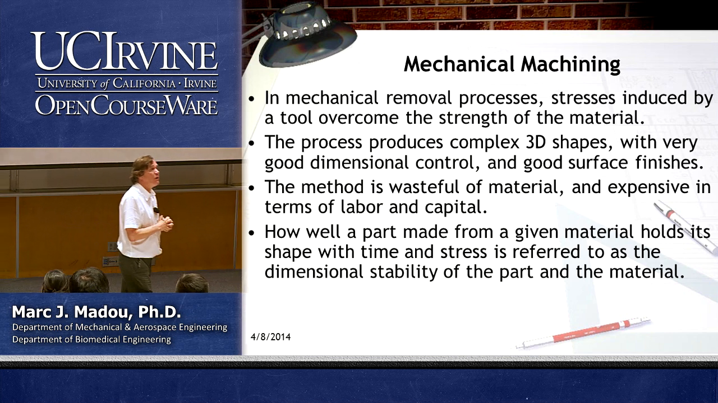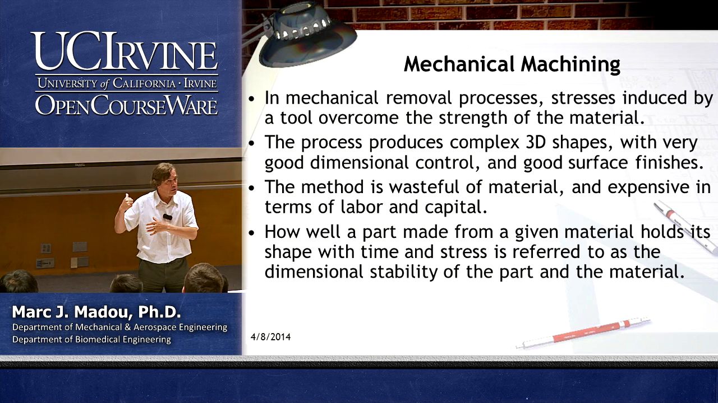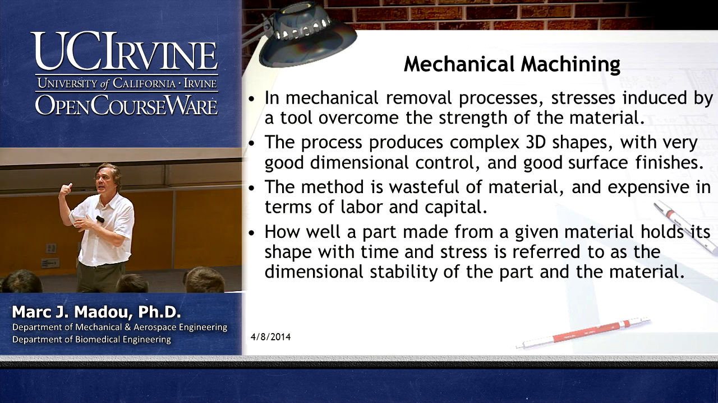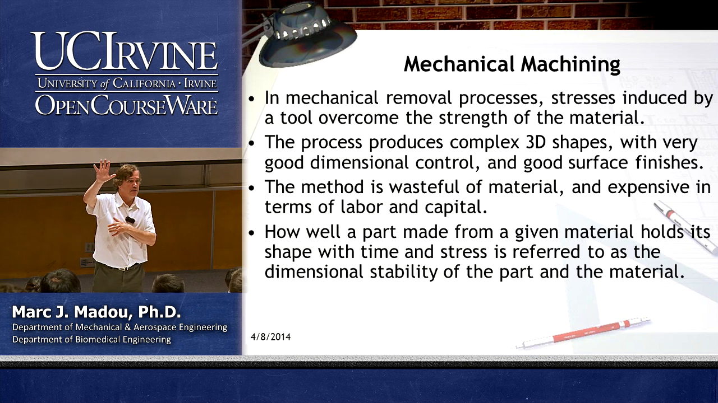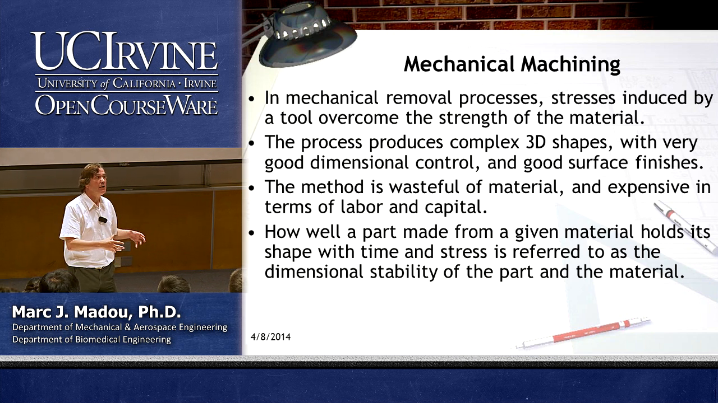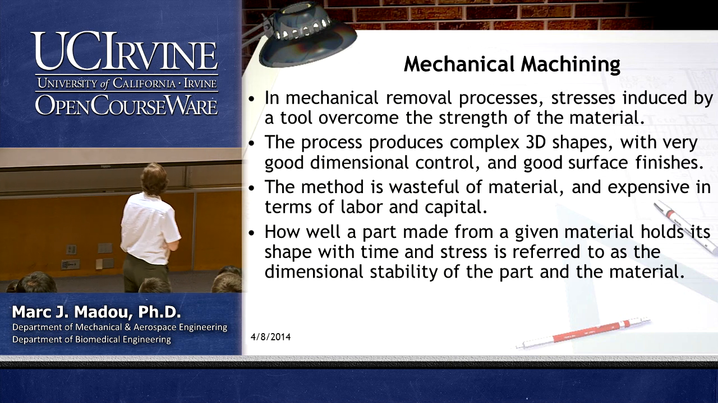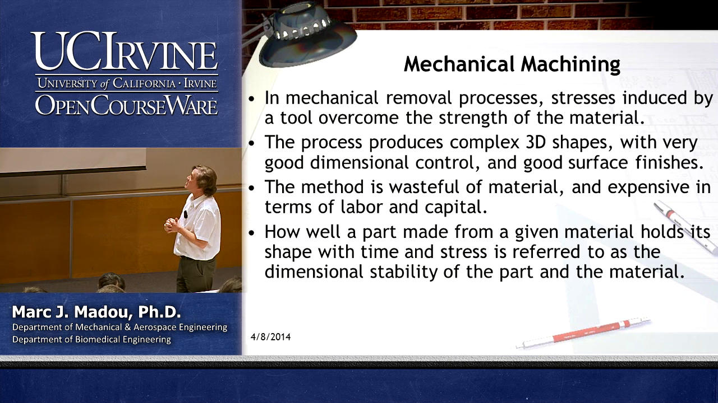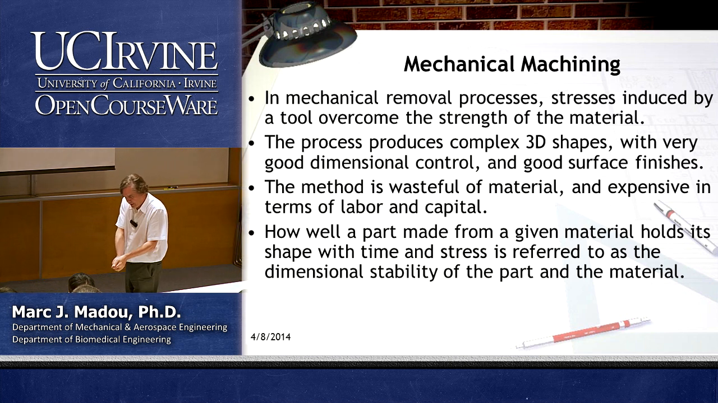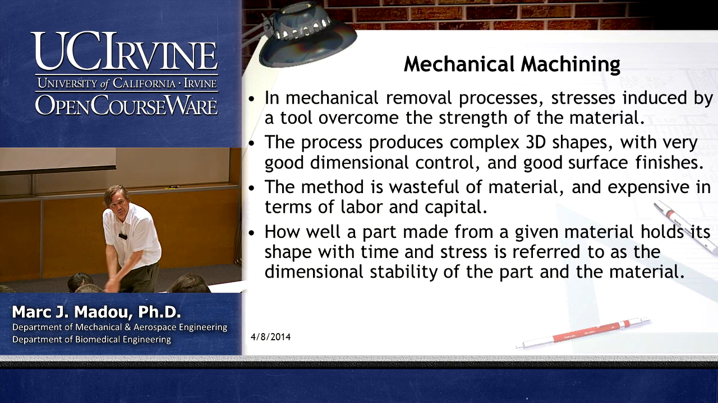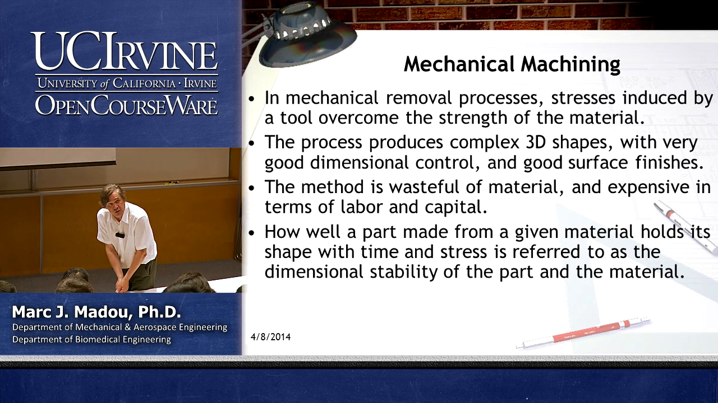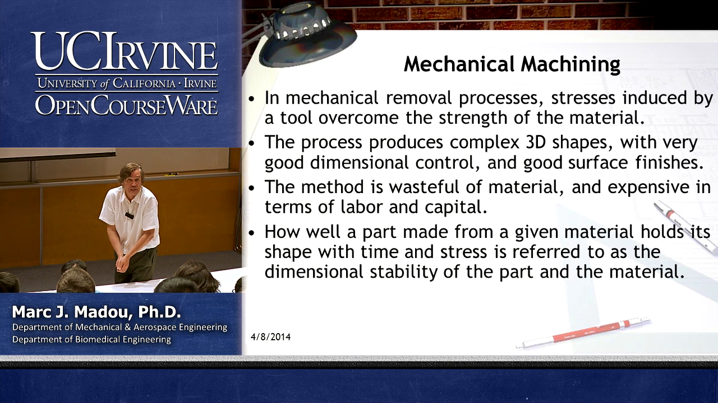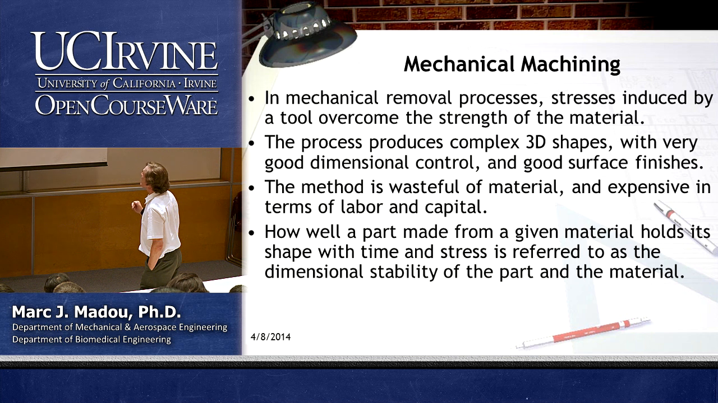So now a little bit more about mechanical removal techniques. Sand casting was an example of primary machining, right? Now, CNC machining, mechanical machining, is a secondary technique. In mechanical removal processes, stress is induced by a tool to overcome the strength of the material. We saw that we had a piece of metal, and there was a tool taking off chips of the workpiece, right? So obviously that tool needs to be stronger than the workpiece. The process produces complex 3D shapes with very good dimensional control and good surface finishes.